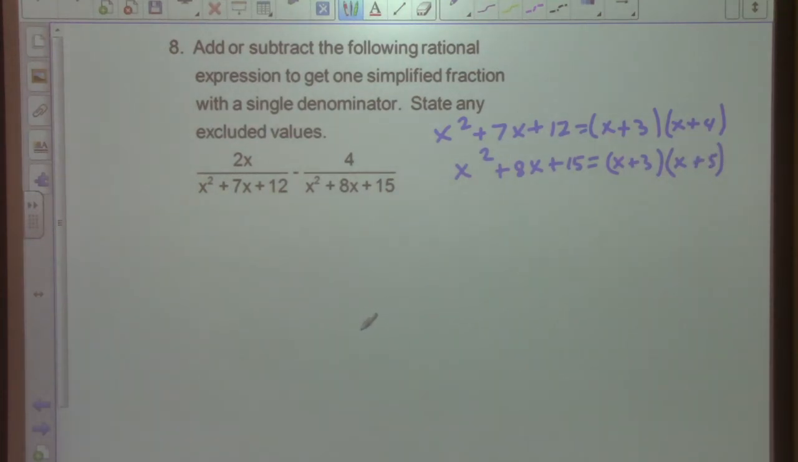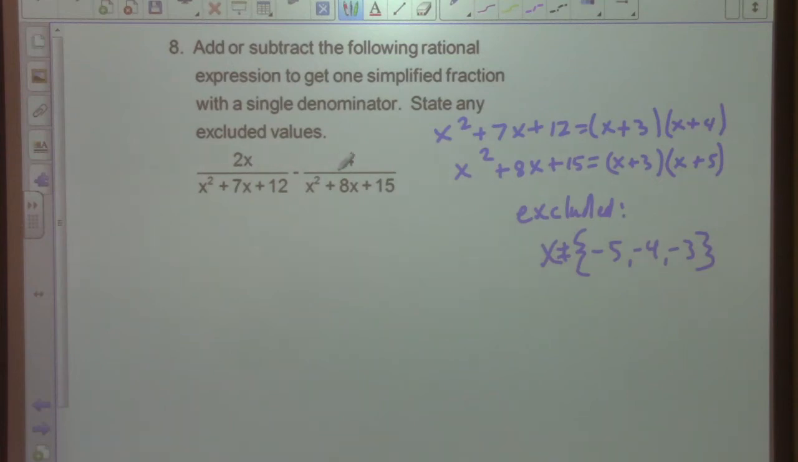And then what are our excluded values going to be? Yeah, so x cannot equal, I'll put, negative 5, negative 4. x cannot equal also negative 3. Okay. All right.